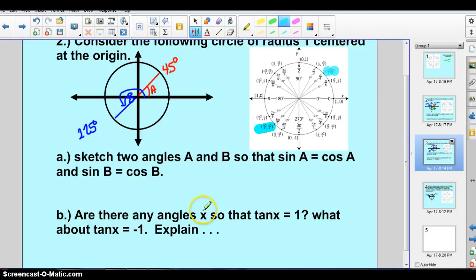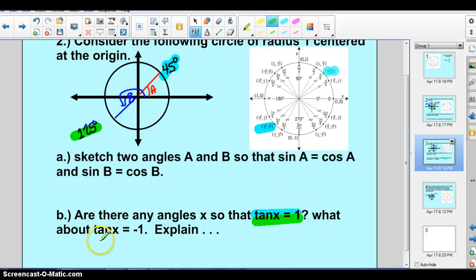So are there any angles x so that tangent of x equals 1? Well, what he's trying to get you to see is that the 45-degree angle up here is going to allow you, when you divide these two, to equal 1. Similarly, at the 225 angle, we see that it also equals 1.